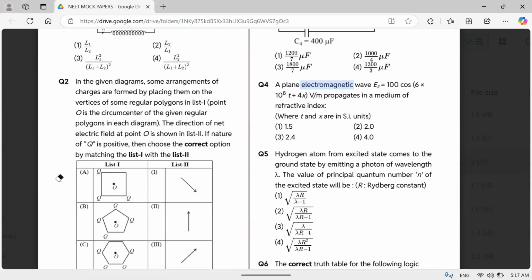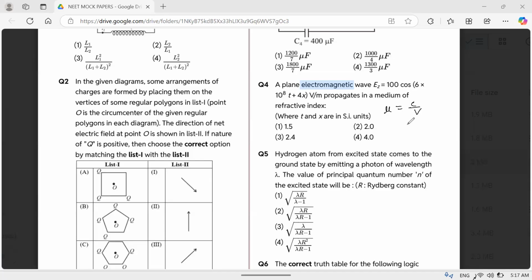Fourth one, better. Anyone? We did electromagnetic waves. A plane electromagnetic wave Ez equals 100 cos(6 × 10^8 t + 4x) volt per meter propagates in a medium of refractive index, where t and x are in SI units. The plane electromagnetic wave is given. The refractive index is given by the formula μ = C divided by V.